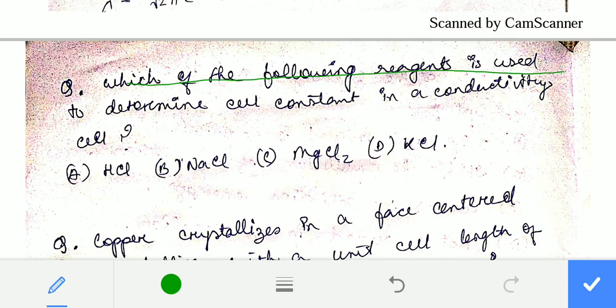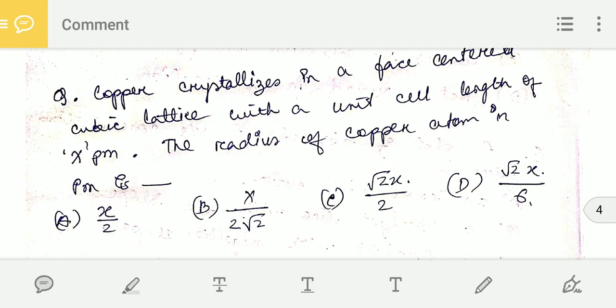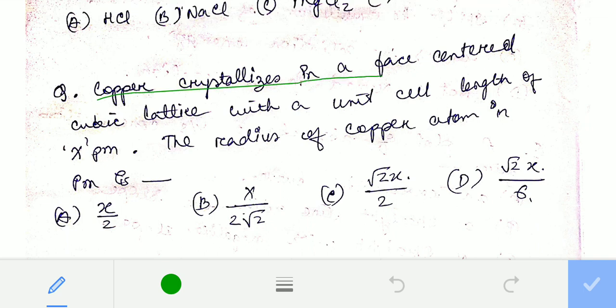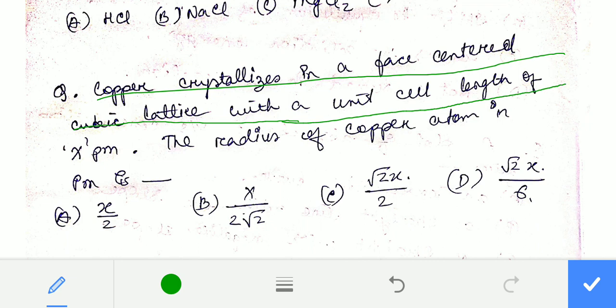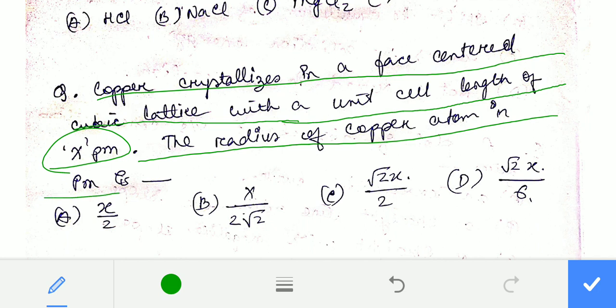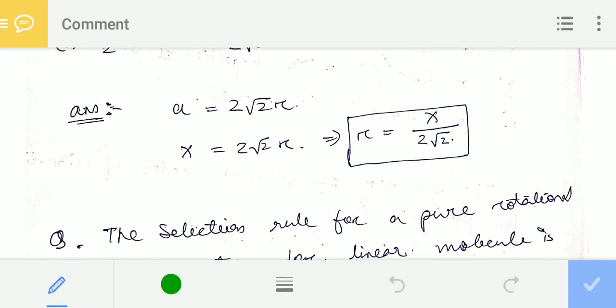Which of the following reagents is used to determine the cell constant in a conductivity cell? Now the reagent which is used to determine the cell constant in a conductivity cell is KCl, right? Now, copper crystallizes in a face-centered cubic lattice with a unit cell length x picometer. The radius of copper in picometer is, right?